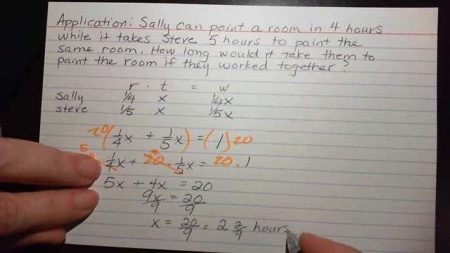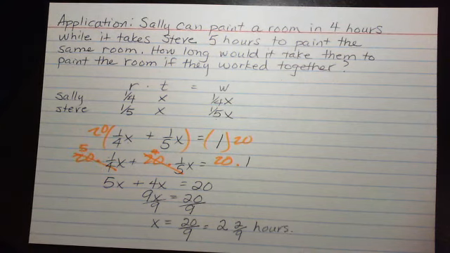Now we should look at that to see if it makes sense. If it takes Sally 4 hours by herself and Steve 5 hours by himself, then working together they should work faster than the fastest person works alone, right? Sally works faster in 4 hours. 2 2/9 hours is faster than either of them alone.